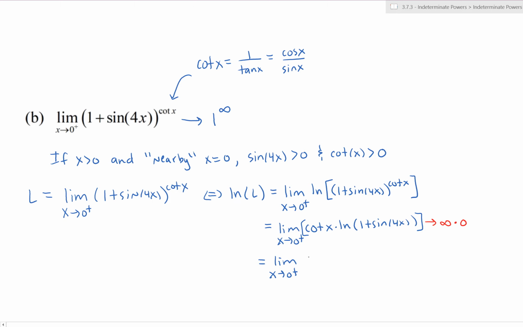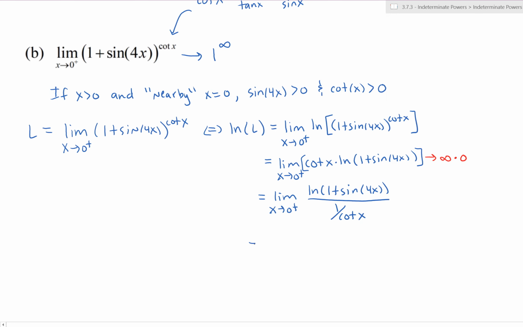So I'm going to go ahead and divide by the reciprocal of the cotangent and rewrite this as the limit as x goes to 0 from the right of the natural log of 1 plus sine of 4x, divided by 1 over the cotangent of x. But, of course, 1 divided by cotangent of x is tangent of x. So this is the same thing as the limit as x goes to 0 from the right of the natural log of 1 plus sine of 4x, all divided by the tangent of x. So now we're at this spot where we see a quotient. The question is, does this quotient take on the form that's indeterminate, and we could apply L'Hopital's rule?